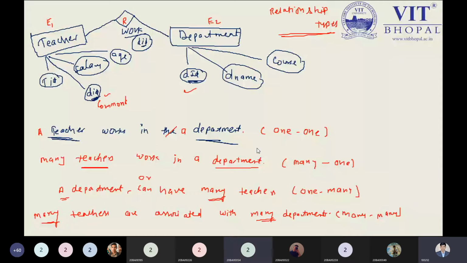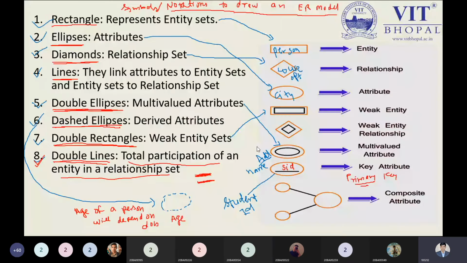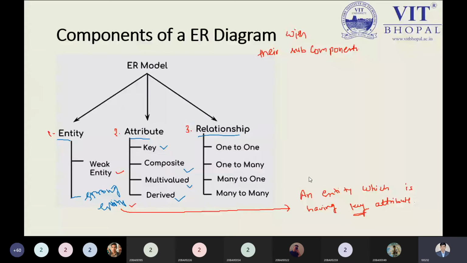Okay. So all notation is clear to all? Yes, sir. Okay, so let us move to the step by step components of the ER model. This is a summary. In between my slides you will find summaries to rectify the concepts we have discussed so far. The components of the ER model with their subcomponents: entity will be of two types, weak entity and strong entity. A weak entity is an entity which does not have key attributes. A strong entity is an entity which has a key attribute.